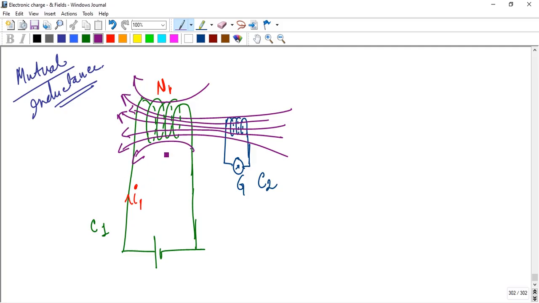This coil produces a magnetic field. Okay, so now some part of this magnetic field crosses coil 2, inside the coil 2 obviously.